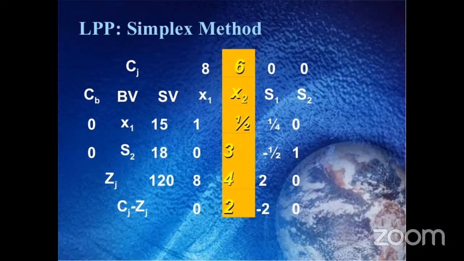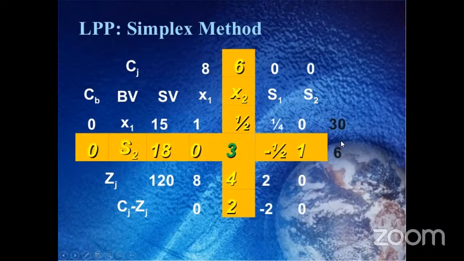Again, the same procedure. After getting the key column elements, the solution values are divided by the key column elements. 15 divided by 1 by 2, 18 divided by 3. You'll be getting a ratio, minimum ratio. So that is 30, and the other one is 6. The minimum is 6, so this row is considered as the key row. Key row and key column, and the intersecting value is the key element.